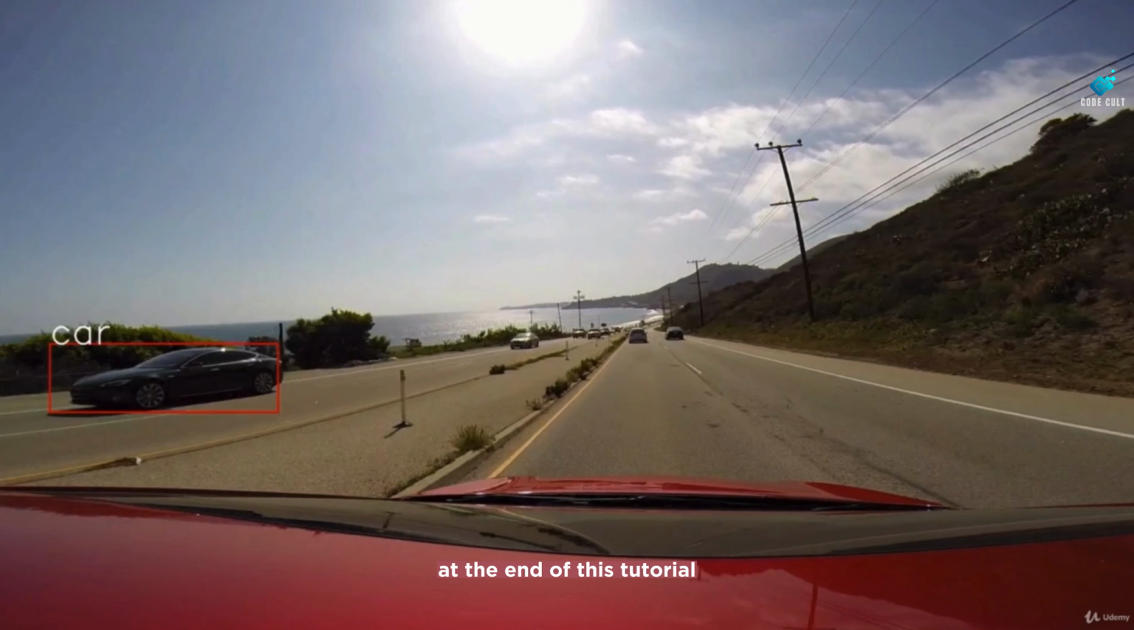And by the way, at the end of this tutorial, I will show you a very nice video we took as input of the SSD model of our deep learning and computer vision course.